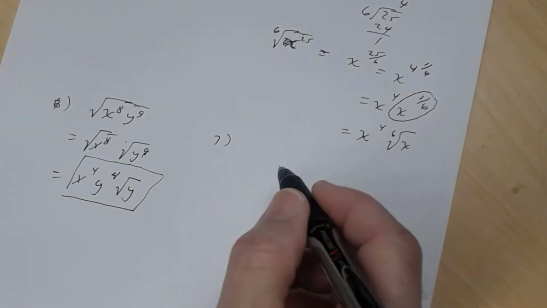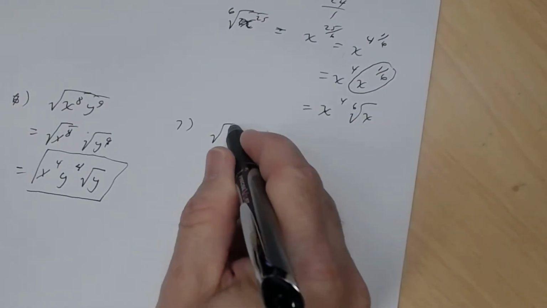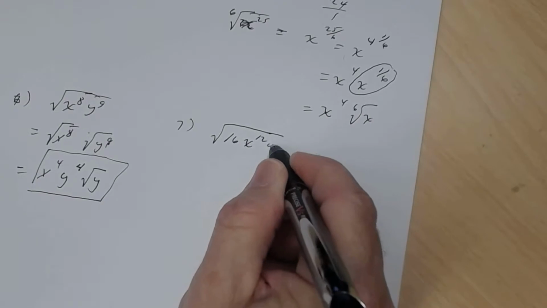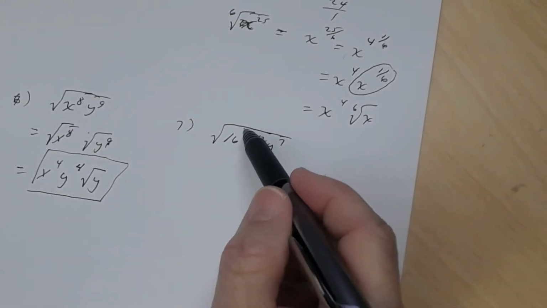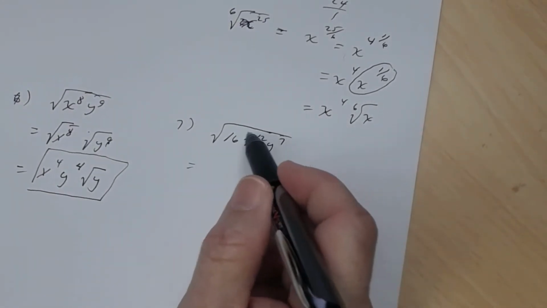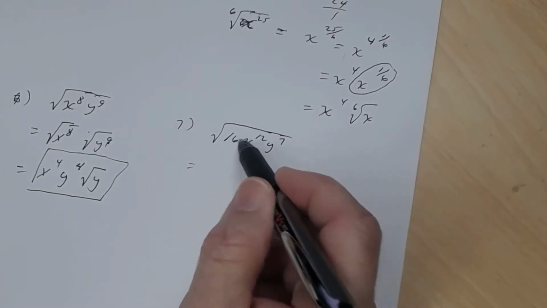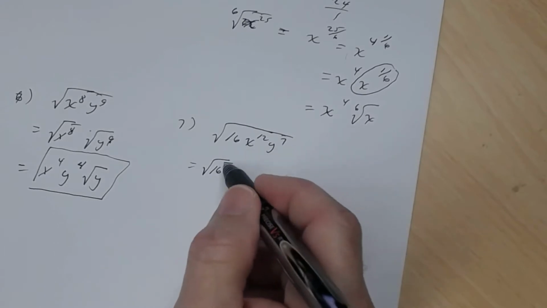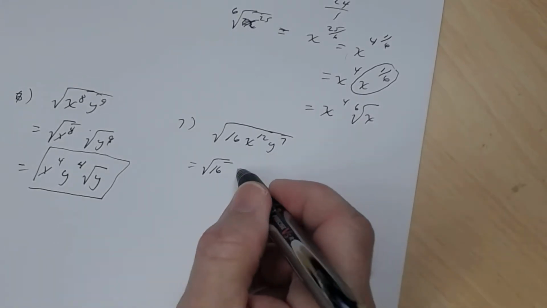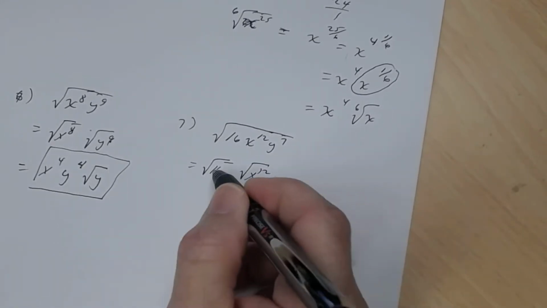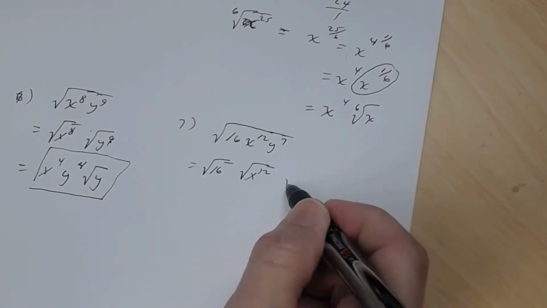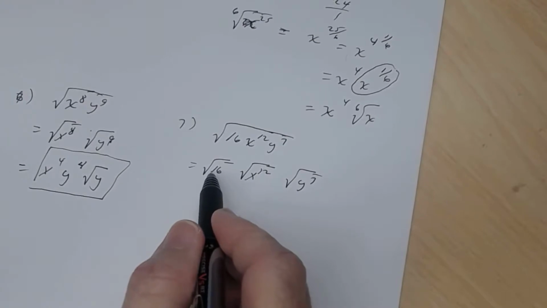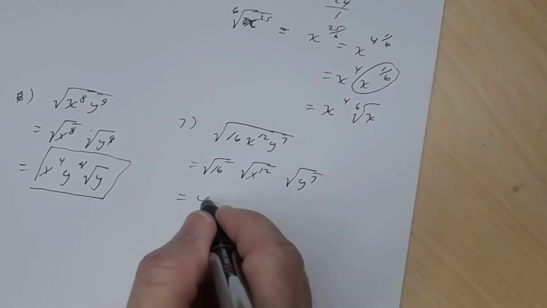Number 7. Suppose we had the square root of 16 x to the 12th, y to the 7th. All right, so remember the square root of a product is the square root of each individual factor. So this right here, in your mind, you're saying the square root of 16 times the square root of x to the 12th. It is a good idea to write this like this, times the square root of y to the 7th.